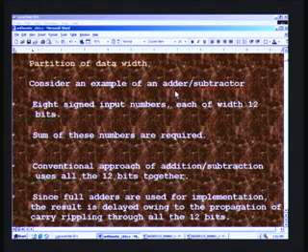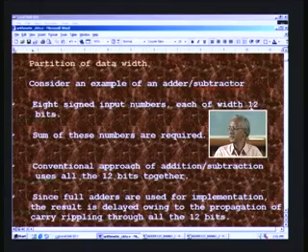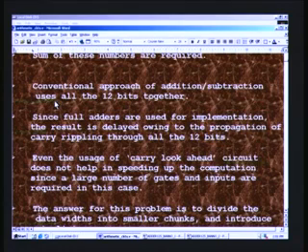Consider an example of an adder subtractor. In this adder subtractor, we want to add 8 numbers, that is 8 signed input numbers, each of width 12 bits, and what we need is the sum of these 8 numbers, and each number is 12 bits here. The conventional approach of addition subtraction uses all the 12 bits together, that is 2 numbers are taken and added with all the 12 bits as a single entity, and that is a poor way of implementing, because there is a propagation delay involved, which we will see a little later.